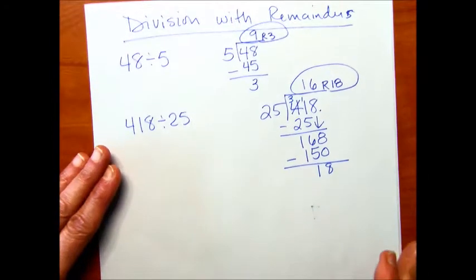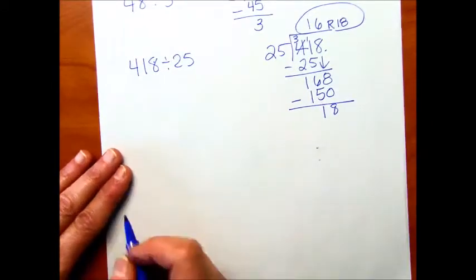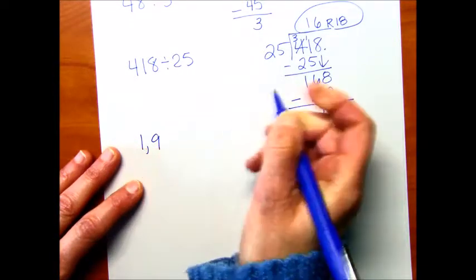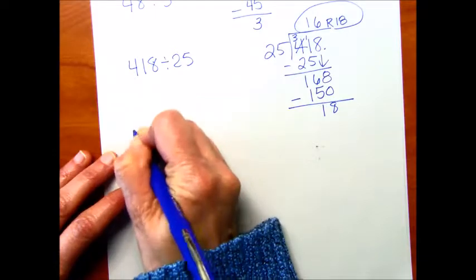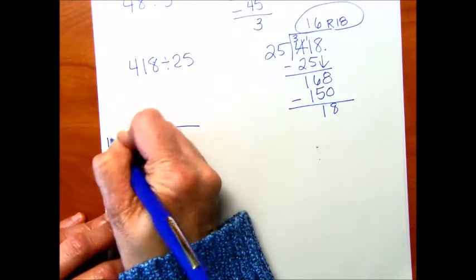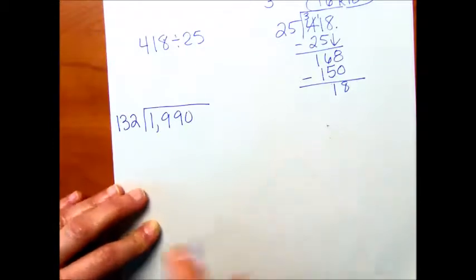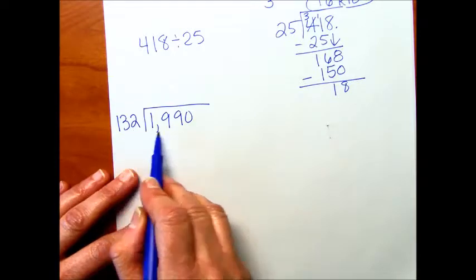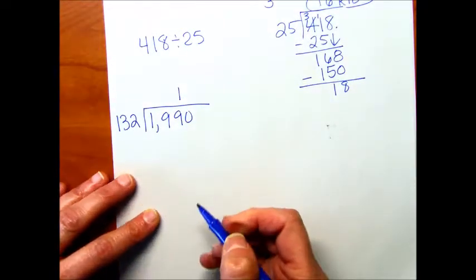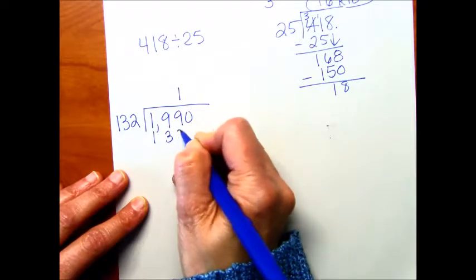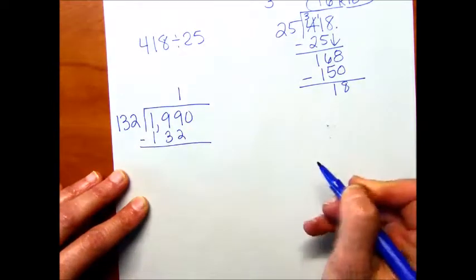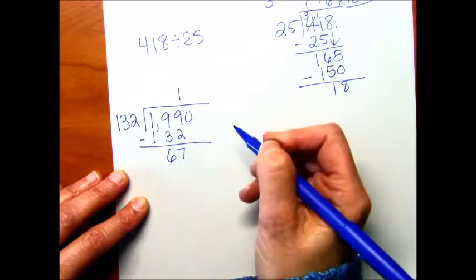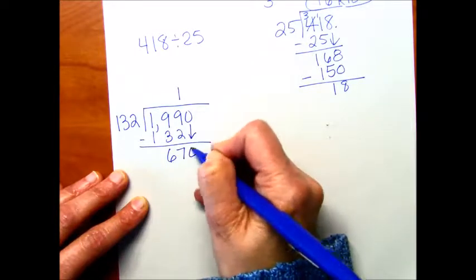Okay, let's do one more. Let's do a 3-digit divisor. I'm going to rewrite it in the form that we're going to work with. We've got divided by 132. Okay, so I can see right away that 132 does go into 199 one whole time. I'm going to subtract. I've got 7 and then 6 here, and there's 0 there. I do need to bring down that 0.